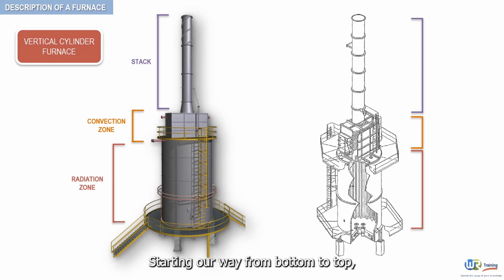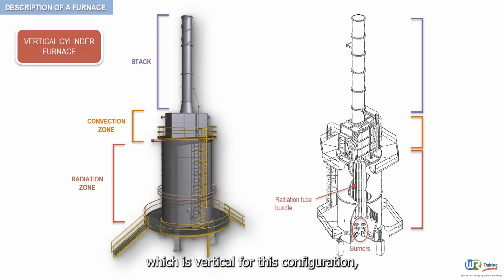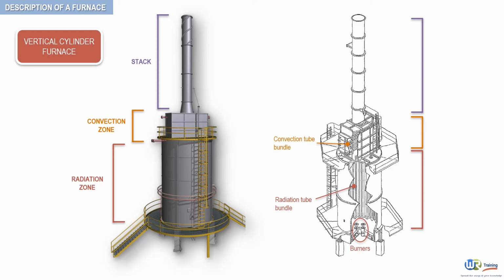Starting our way from bottom to top, we can identify the burners, the radiation tube bundle, which is vertical for this configuration, the convection tube bundle, which is here horizontal, and thus perpendicular to the radiation tube bundle. In addition to various accessories and features, as depicted here.